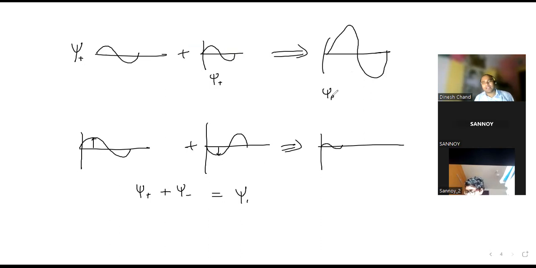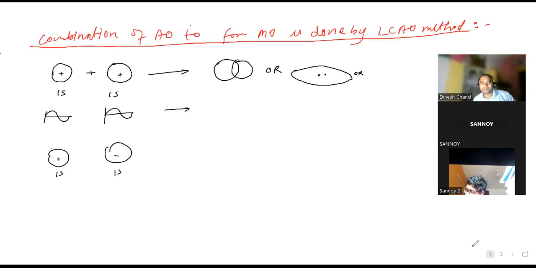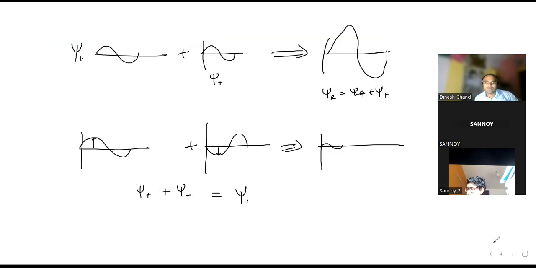Psi result is equal to what? Psi A plus psi B. Yes, psi plus plus psi plus. So it will be in phase. Can you understand this one? Yes, sir. So here is in phase. In phase spelling, I-N P-H-A-S-E.